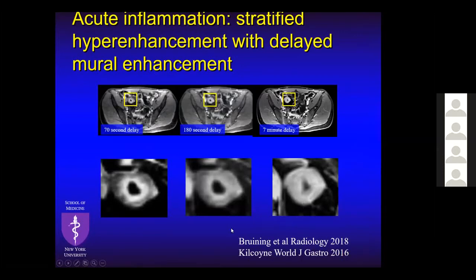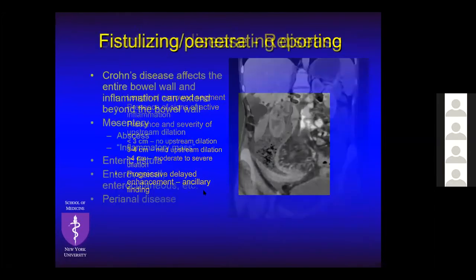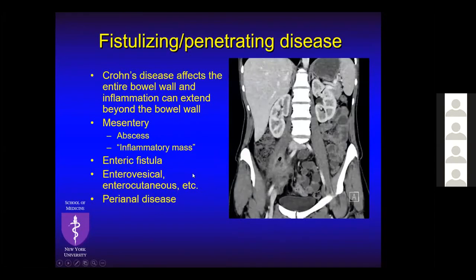They used to say, okay, some people would say that this was fibrotic, but then this paper suggested that this was actually active inflammation because it was stratified early. So some people say for it to be fibrotic, it has to be solid enhancement the whole time. I don't know if that actually even works. With stricturing disease, you report the length of the narrowed segment, and then you give the degree of upstream dilatation and the length. Again, I don't know how accurate progressive delayed enhancement is. I'm going to show you a couple where we've messed up. And here, clearly, this is going to be an abscess.